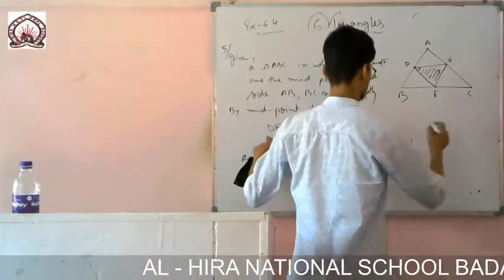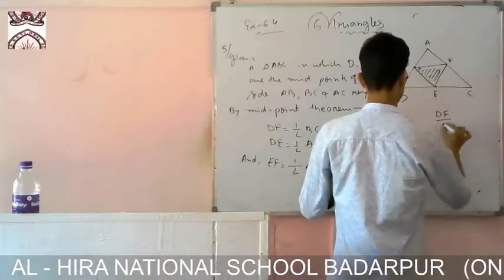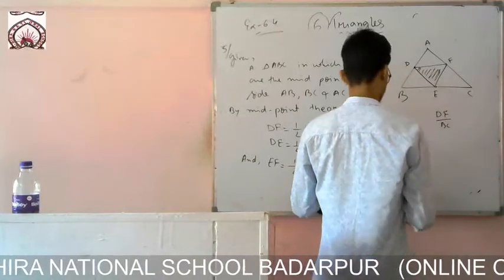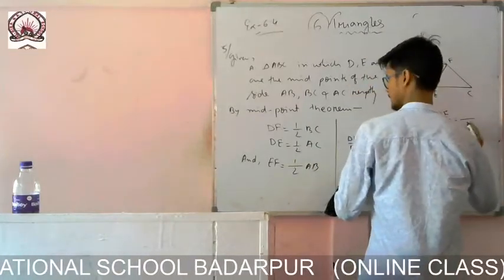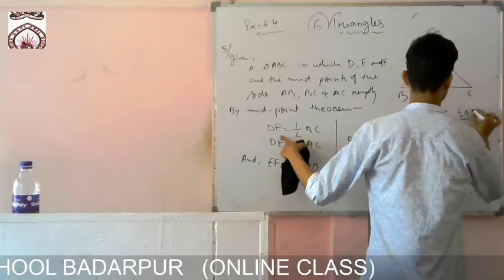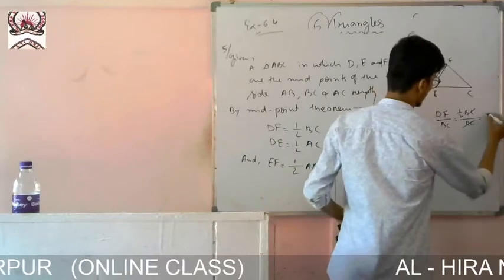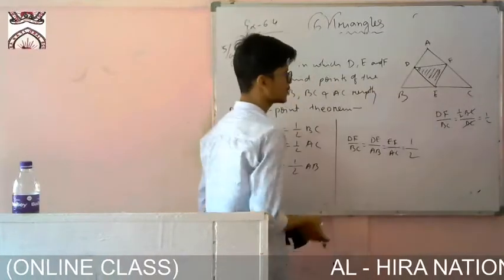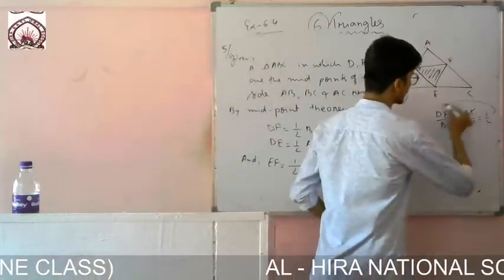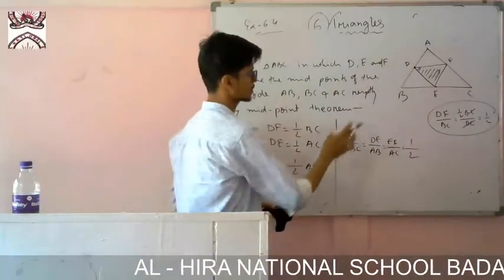Let me check once. DF by BC: I can write DF as half BC, and this BC is there, so BC cancels, only half is left. So for each and every one it will be the same. Okay, you see here how we have got half. I am just doing this to show you.